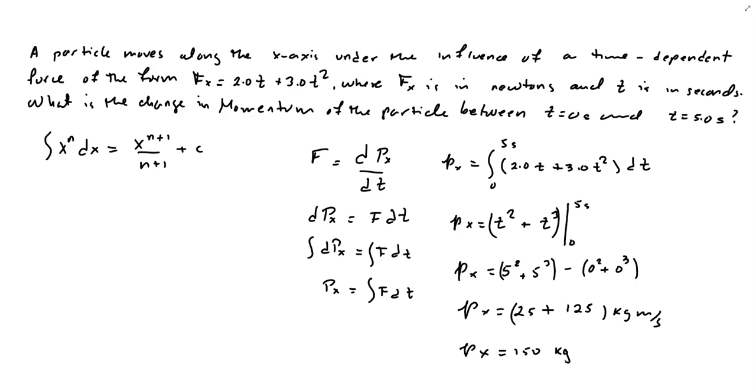So now we know the change in the momentum of the particle between t equals 0 and t equals 5 seconds. The change in the momentum of the particle would be 150 kilograms meters per second.